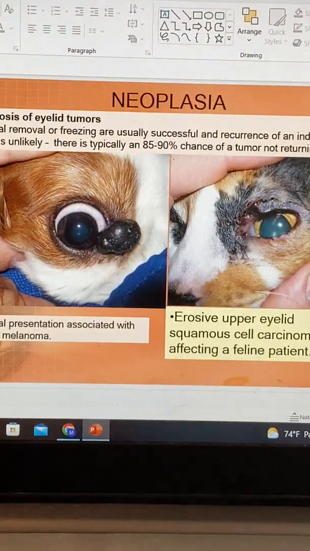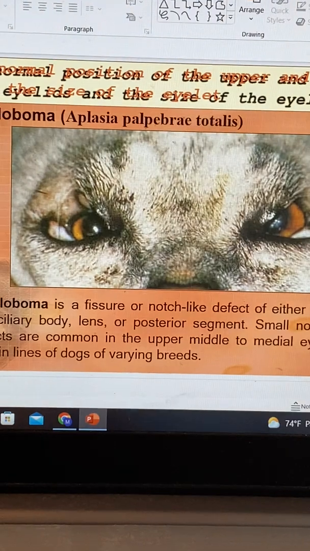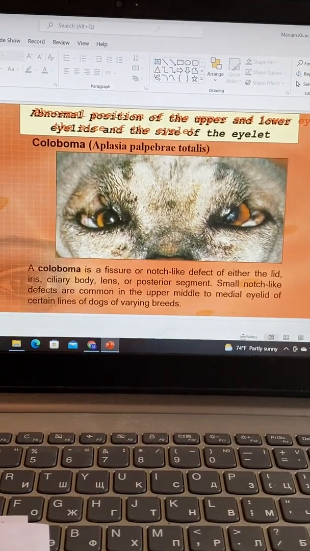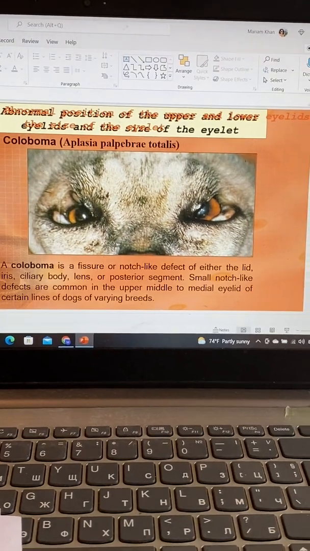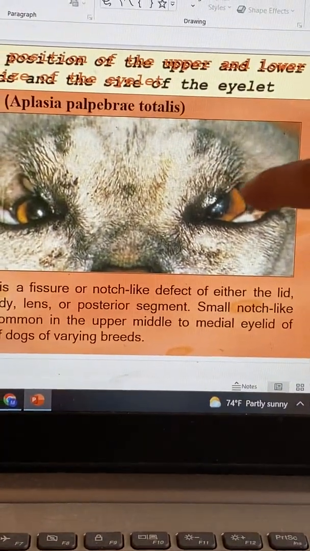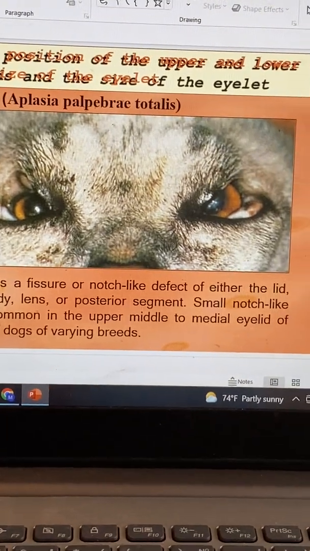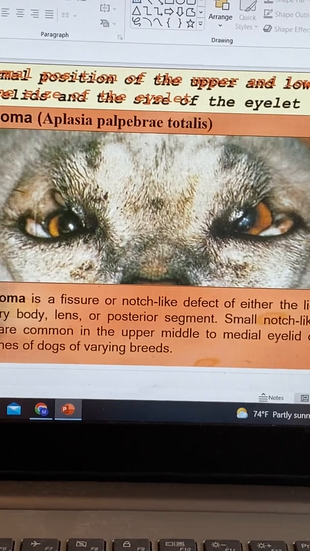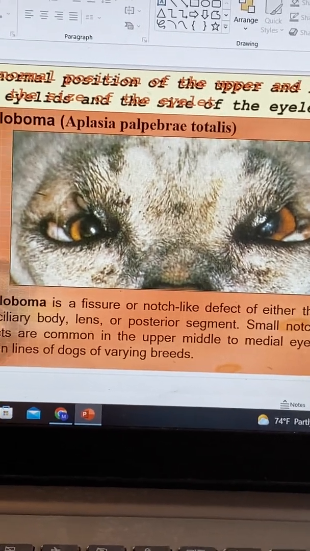Next, we have coloboma. Don't worry, this isn't a type of cancer. It's just another eyelid disease. These are more congenital, I'd say. A coloboma is when there's a notch defect, so basically a part of the eyelid is missing. It's usually the upper eyelid, and you can operate on the dog at 6 months. You use general anesthesia for that.